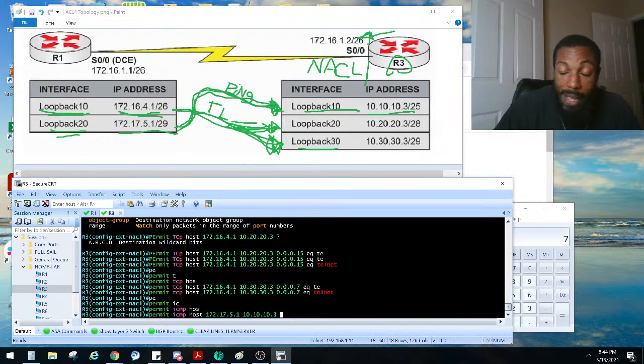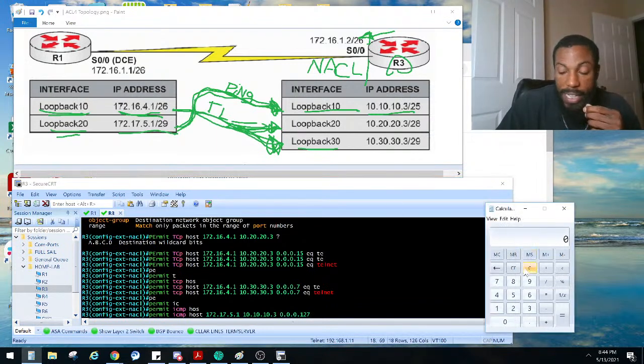10.10.10.3 wildcard mask for /25, which is 0.0.0.127. Right? Let me triple check. I think I know that by now. It's 255 minus 128, right? Yes, it's 127. So I was correct there.